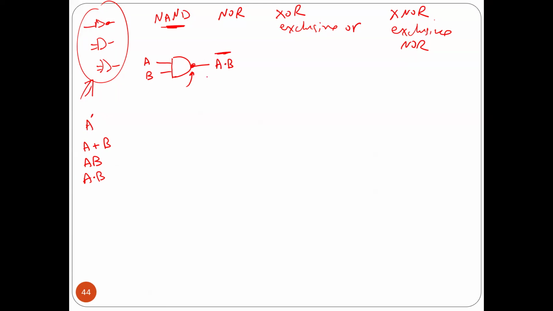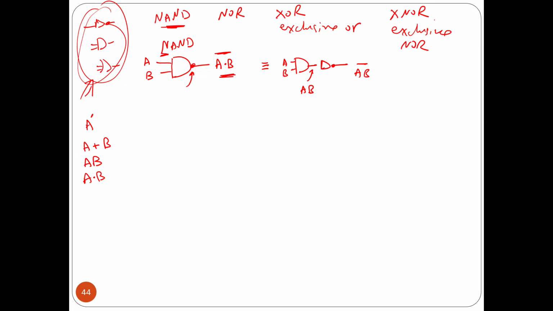Why do you use it this way? Simply because this gate actually is a normal AND followed by an inverter. So if you have AB here, this one is AB, and this one is AB inverted. So this gate is called NAND: not AND, AND followed by an inverter. So you can see here, we can use the basic operations to create this gate, but we're going to use it as a gate.